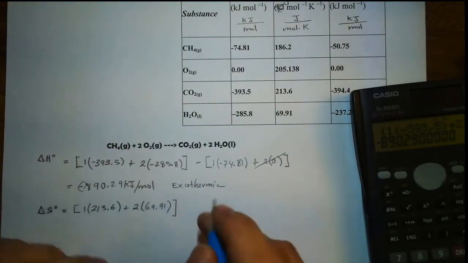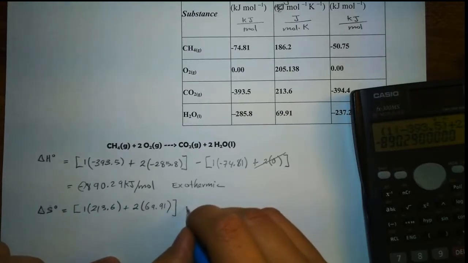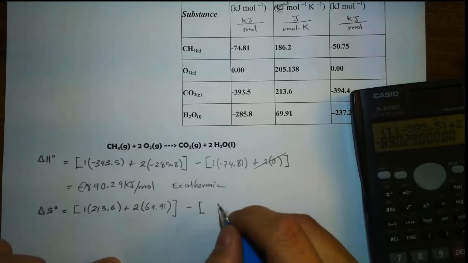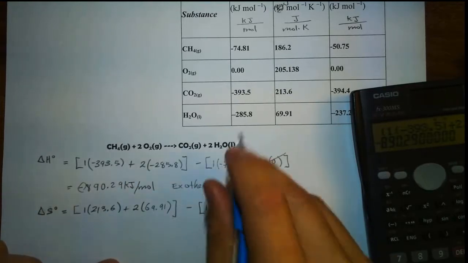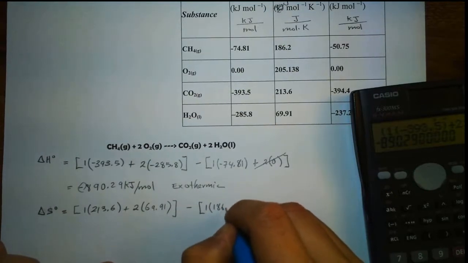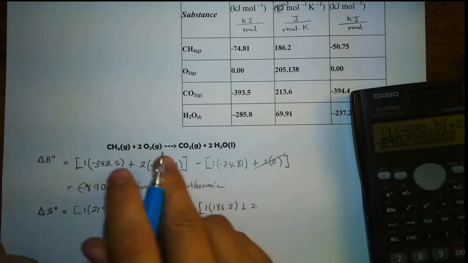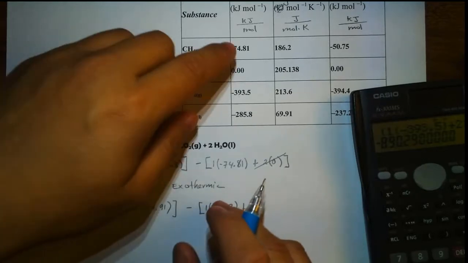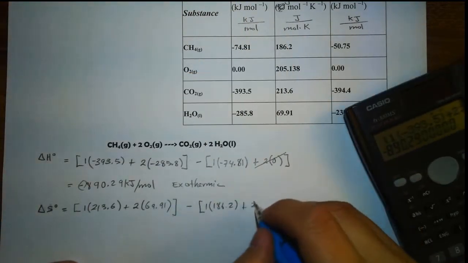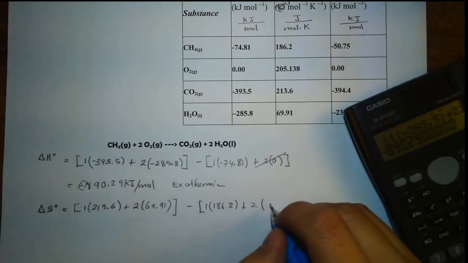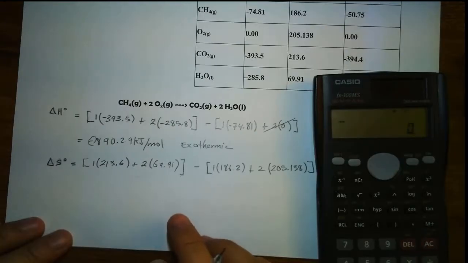Now let's go back to this. So we close the product side with another bracket, or parenthesis in that case. So minus the reactant side, which in this case, what do we have? 1 mole of CH4, which we know is 186.2, and then also 2 moles of oxygen. Remember, delta S is not the same thing as delta H and delta G. It has some values. So in this case, 2 moles of oxygen, it is 205.138.